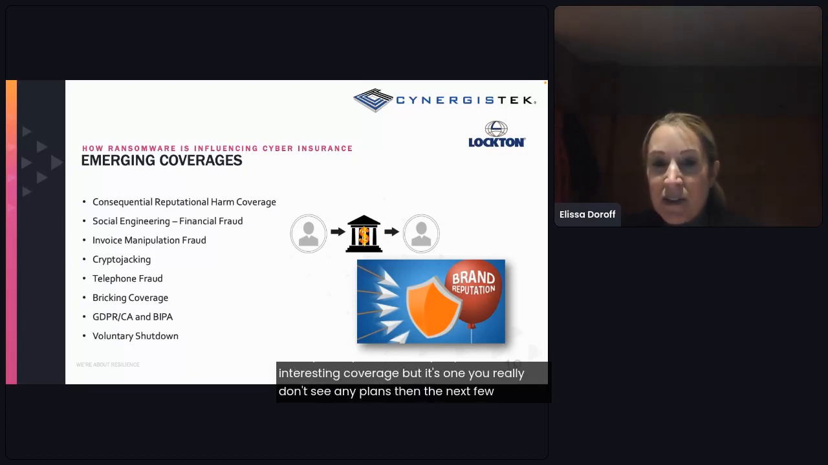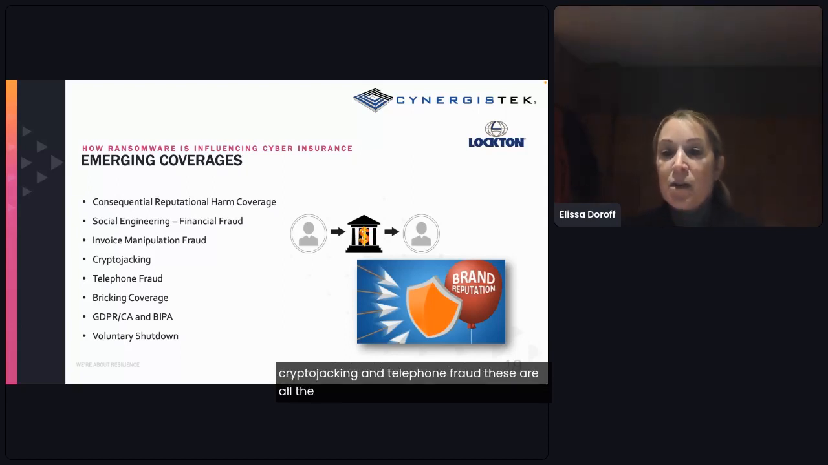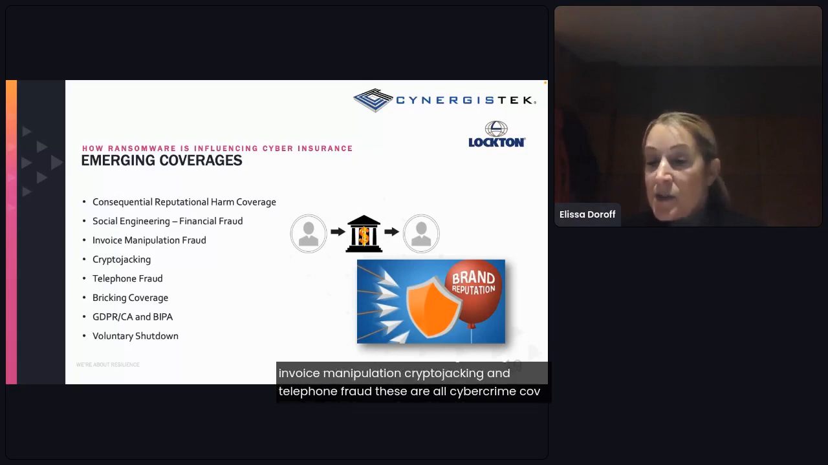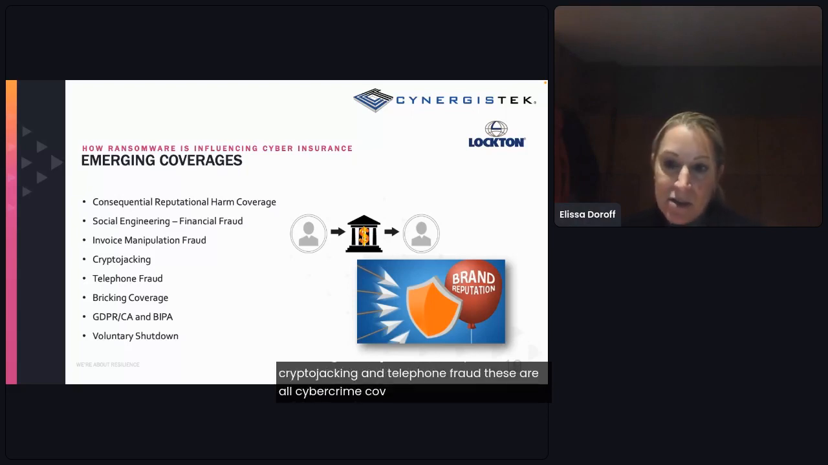Then the next few of these, social engineering, invoice manipulation, cryptojacking, and telephone fraud, these are all cyber crime coverages. And the majority of these were, with the exception of cryptojacking, social engineering is almost always available on a crime policy. But to see it on a cyber policy is really something of a newer thing. And it functions the same. Someone is deceived, an employee of the company, into sending money to the wrong vendor.